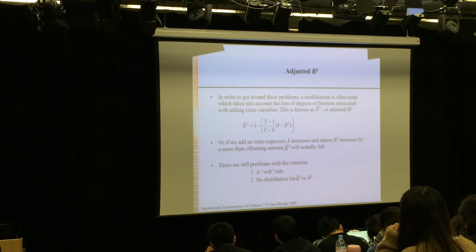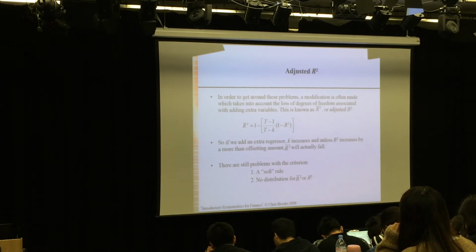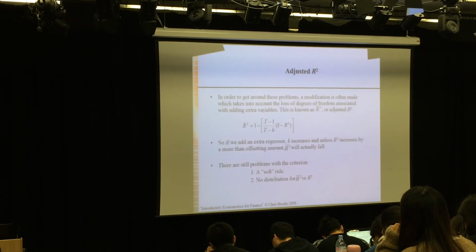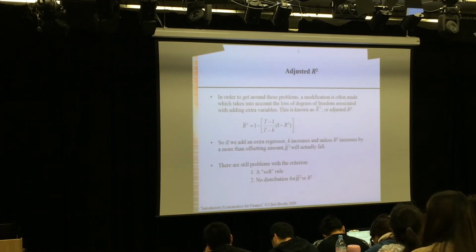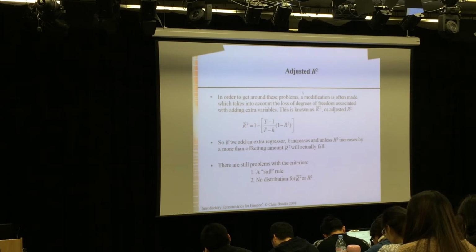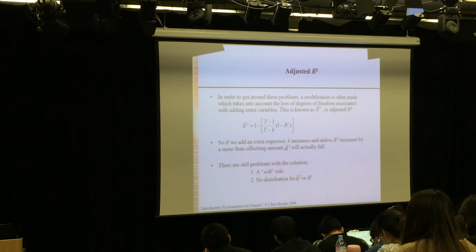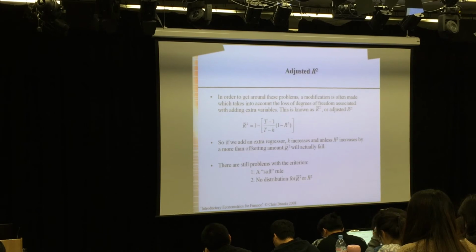So you're less likely to get coincidences that look statistically significant in a large sample. Okay, and K is the number of regressors. So there's still problems with using the R-squared there because it's a sort of a soft rule, and there's no distribution for R-squared. So you can't give a confidence interval for it, or any kind of statistical significance of it.